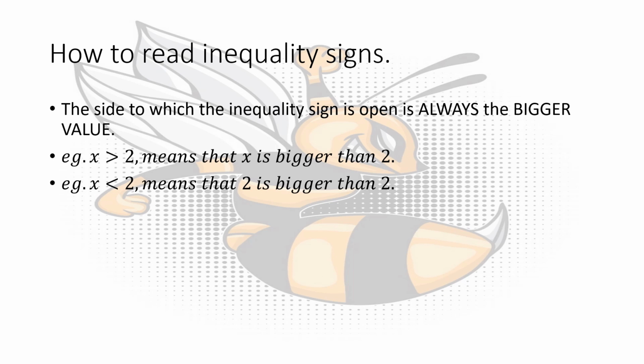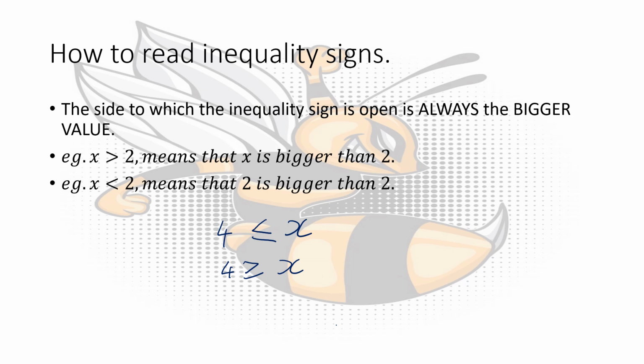Now, in primary school, you were probably taught that there's a difference between the greater than sign and the smaller than sign. But all I want you to remember is that the side to which the inequality sign is open is always going to be your bigger side. So if I give x and the mouth of the sign is open towards the x, then it means the x must be the bigger value. If I were to flip it around and make the mouth open towards the 4, like in this example, then that means your x value would actually be your smaller value. So the side to which the mouth of the inequality is open is always going to be the bigger side.